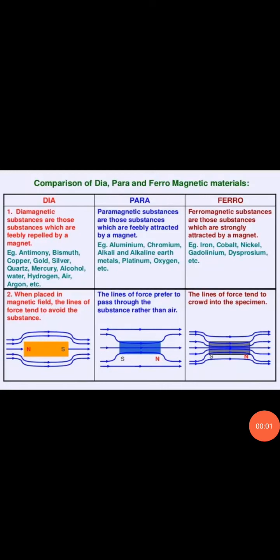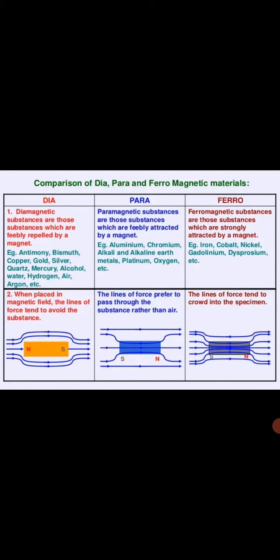Now student, these are the comparison of the three different types of magnetic material, that is dia, para and ferro. What is diamagnetic material? The diamagnetic material is that material which develops a very small magnetization in the opposite direction of the magnetizing field.